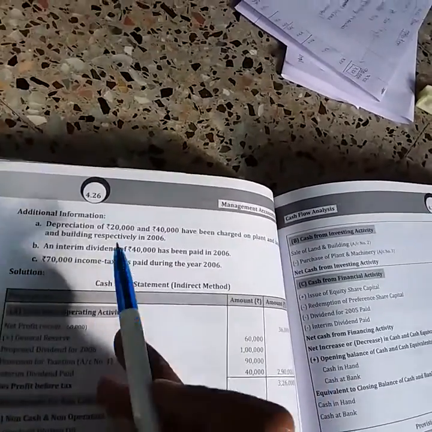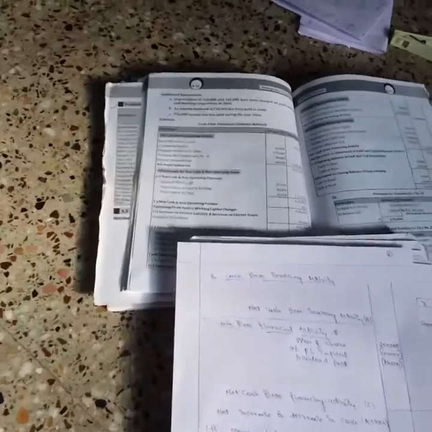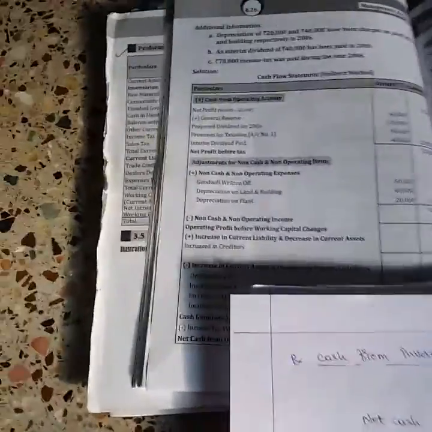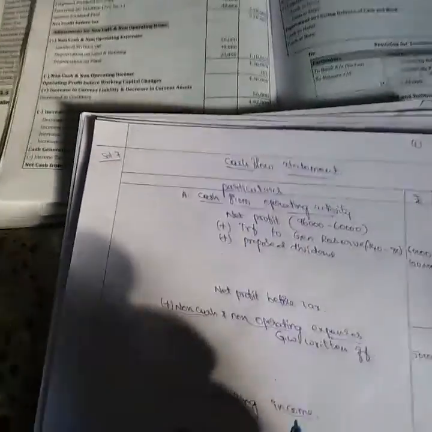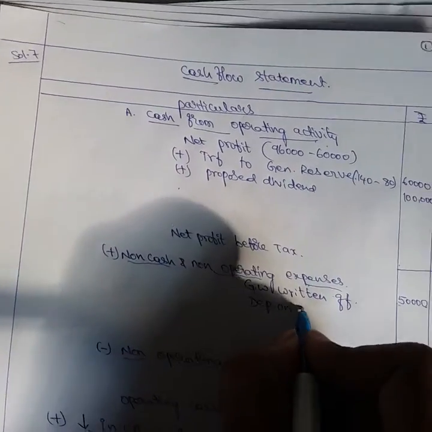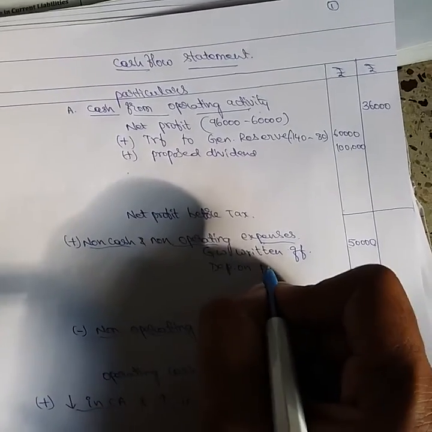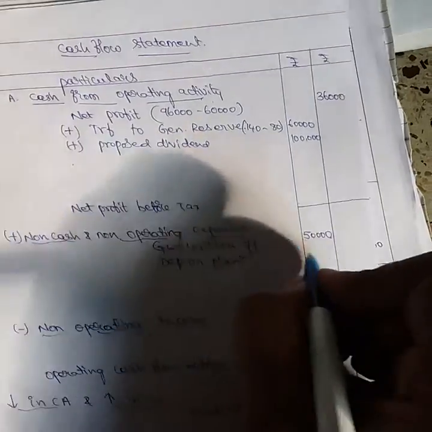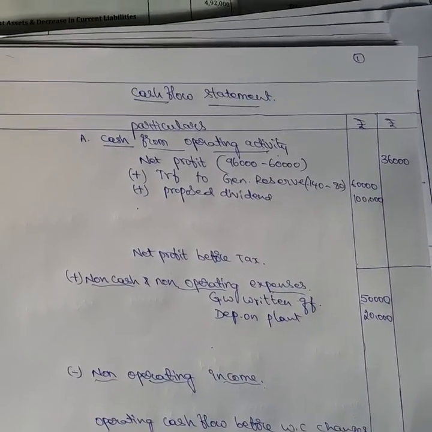First adjustment, depreciation 20,000 on plant and machinery. So the adjustment should be written on two sides. Number one, depreciation is a non-cash expense. Add depreciation, non-cash expenses. Depreciation on plant 20,000. Non-cash expenses are added in operating activity.